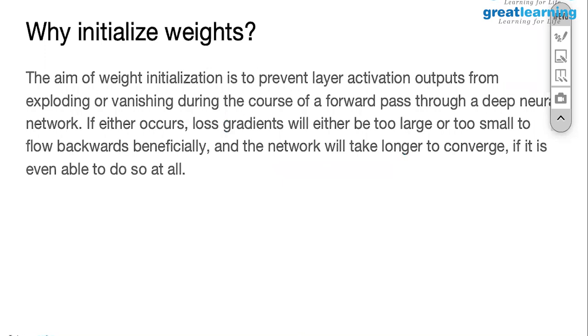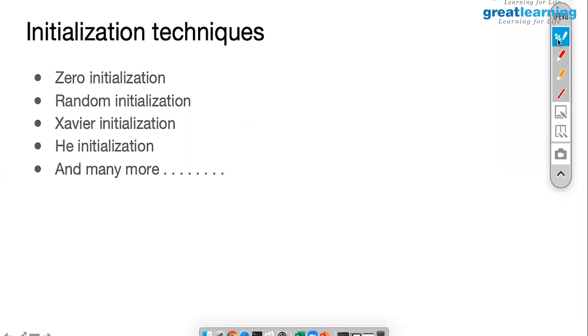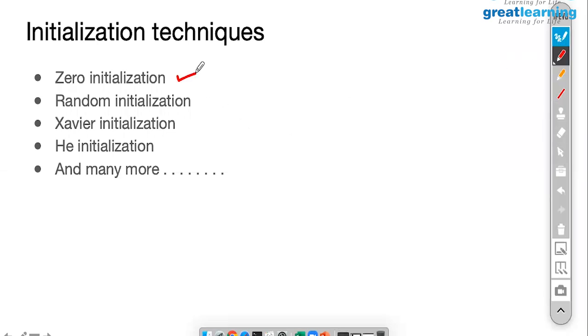Let's see what are those weights. So this is the total weights that we can say we have in our hands. Either we can use zero initialization, where we put all the weights as zero, or we can use random initialization. That is what we do currently.